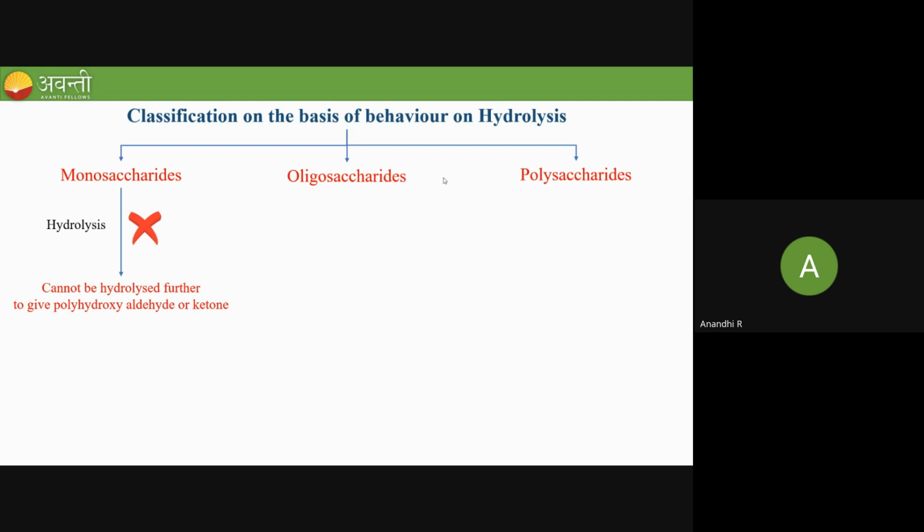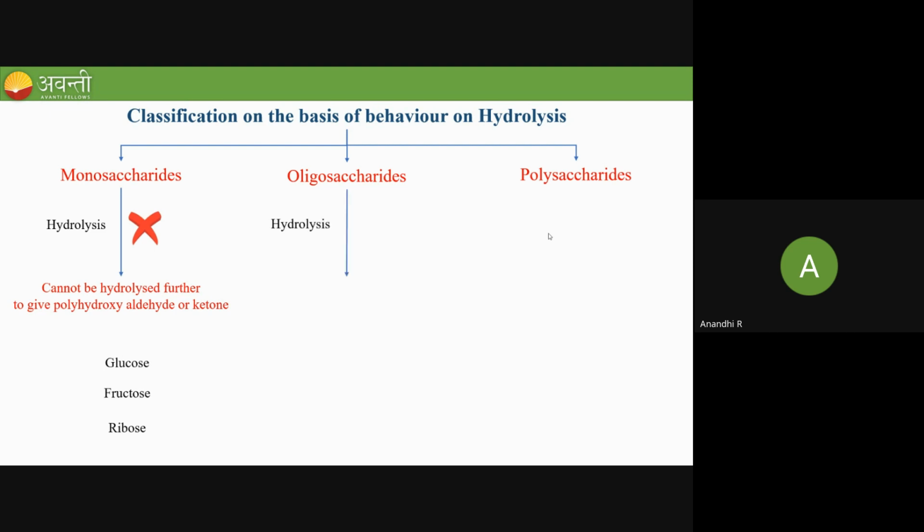What is hydrolysis? Reaction with water, right? A monosaccharide will not react with water. It cannot be hydrolyzed to give a polyhydroxyaldehyde or ketone. If it is like that, then they are called monosaccharides. Glucose is an example of a monosaccharide. Fructose is an example, and ribose. These three saccharide molecules are examples of monosaccharides.